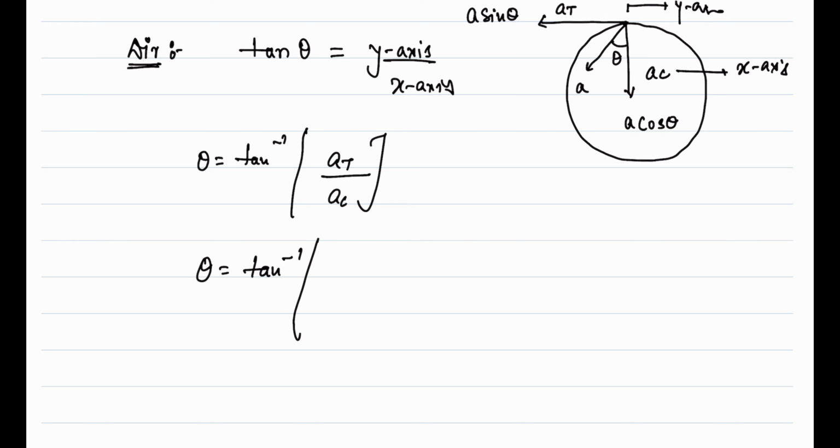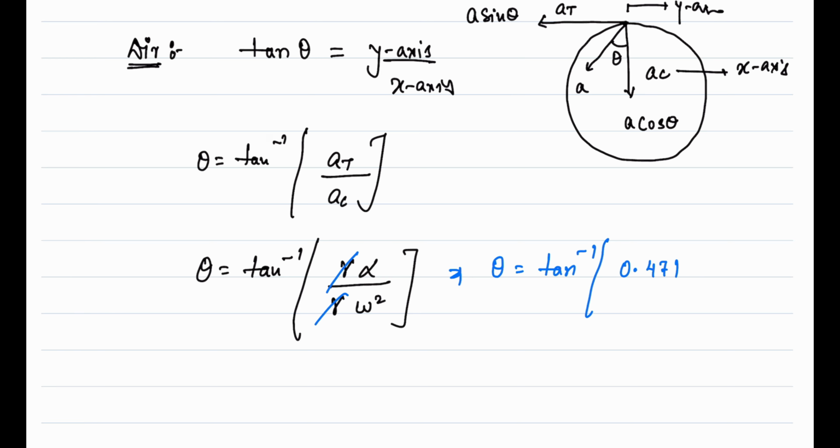Place the formulas. What is AT? R times alpha divided by, this is R times omega square. Yes or no? Okay, cancel the R. So what we have, theta equals tangent inverse. Okay, what is your alpha? Just guys, tell me fast. What is the value of your alpha? Alpha is your 0.471. And what is your omega square? 1.2 pi whole square.